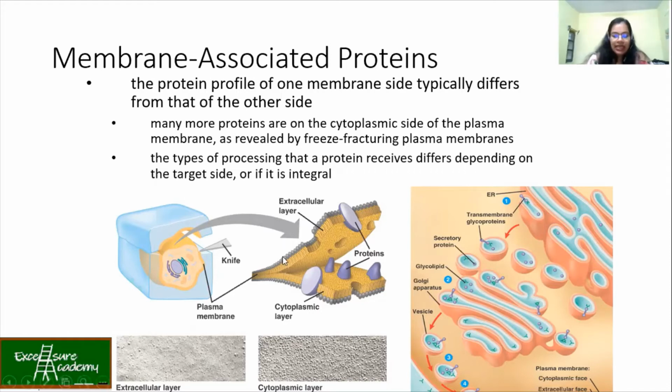Now, in this case also, this figure shows that from the nucleus, the proteins are going to the ER. From the ER, they go on to form transmembrane proteins or glycoproteins or the secretory proteins. Now, depending on the type of cell, it will have either more of the integral proteins or more of the secretory proteins or the peripheral proteins, depending on the cell type.